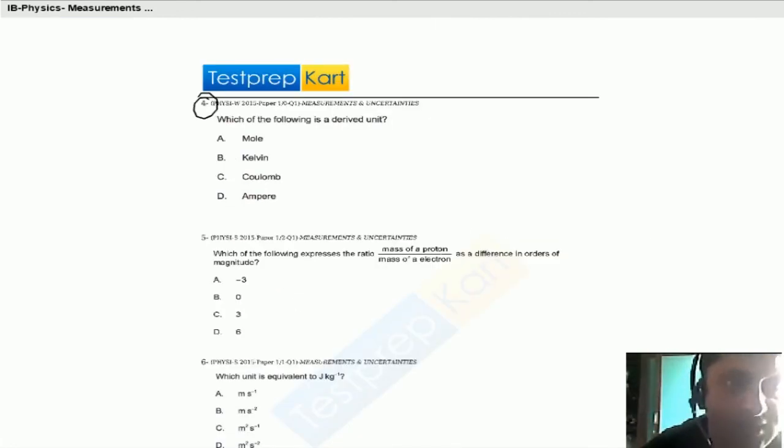Yes, this one is easy. Can you do this? C? Okay, you are right, because electric current is a fundamental quantity, not the charge. And for charge, it is Coulomb.